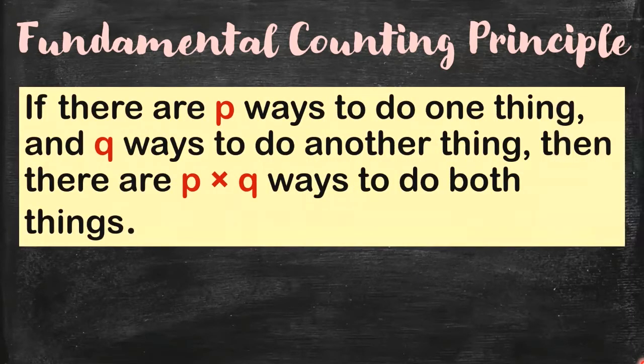Here, if there are P ways to do one thing and Q ways to do another thing, then there are P times Q ways to do both things. Actually, you can easily apply this formula to any problem that requires the fundamental counting principle. So maybe this video will just help you on how to list down all the possibilities.